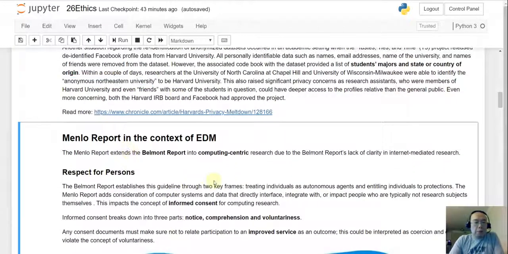And then we want to move on and talk about the Menlo report. The Menlo report is one of the important reports giving us guidelines on the things we should be careful about in the world of educational data mining. So again, this is more related to the educational setting. However, those rules are also very important in other fields as well. The Menlo report is based on another even more well-known report called the Belmont report, but it extended the Belmont report and is more focused on computational-centric research.